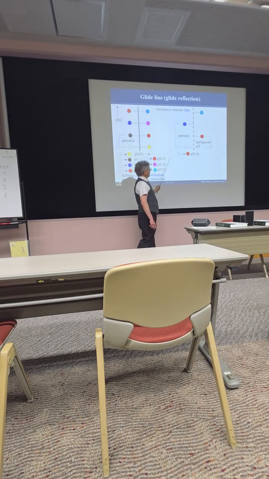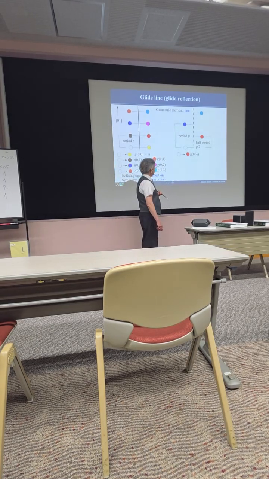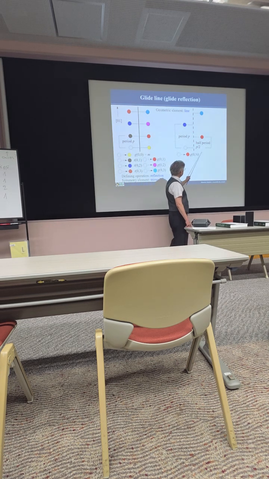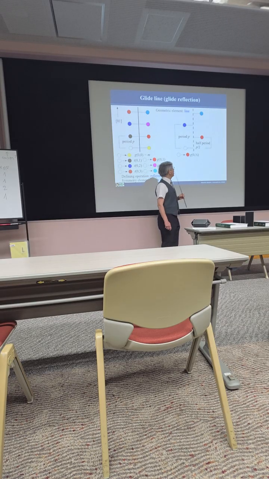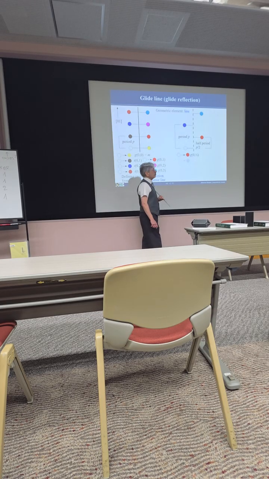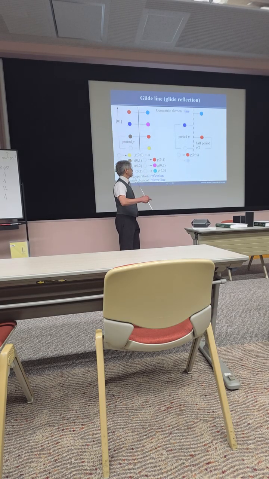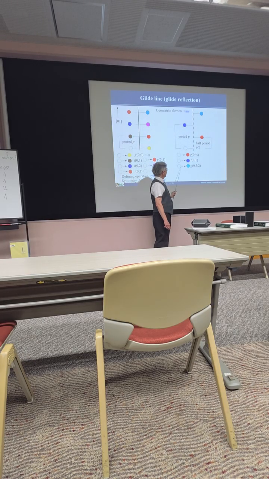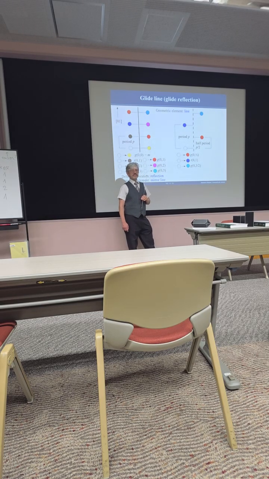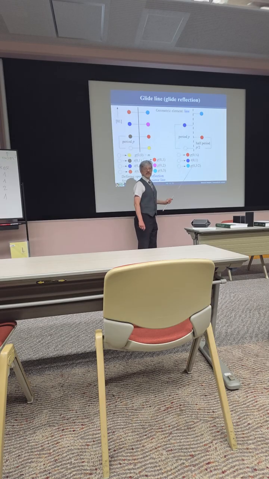Next, white to orange. We have a reflection followed by the translation of half a period. So this is G 0, 1 half. White to blue is a translation of one period. Sometimes the animation is slow, I don't know why. White to cyan is a reflection followed by the translation of 3 half periods. And so on. You go up, you go down.